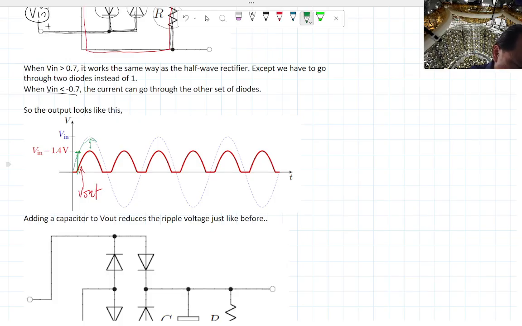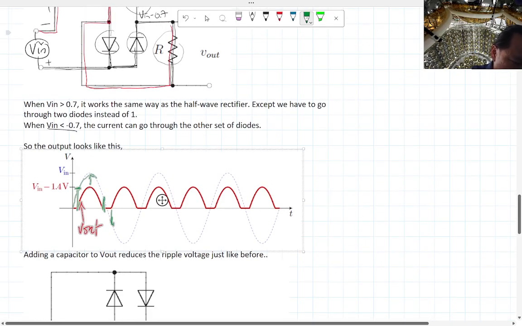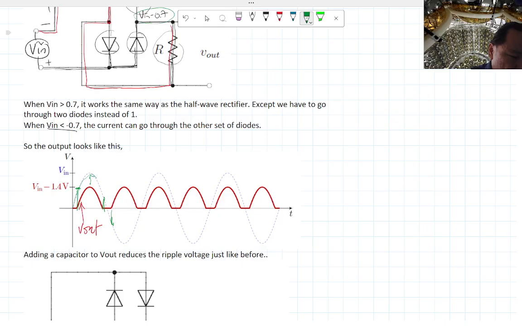Same thing happens, and when you get close to 0, it turns off again, just as before. But on the negative swing, the current flows in the other direction on the other path, but it's still giving you this Vin minus 0.7. This Vin minus 0.7 will give you a positive swing. It actually flips it upside down. The same thing happens over and over again, and now you're basically using both the positive swing and the negative swing of your AC voltage source to produce a positive DC voltage.